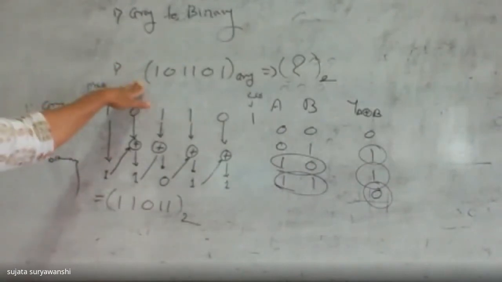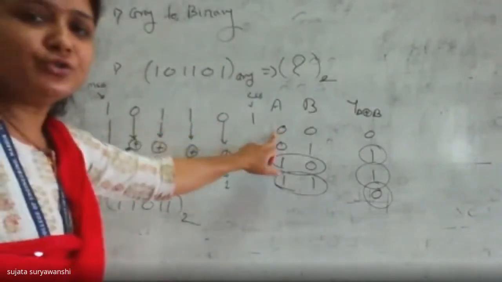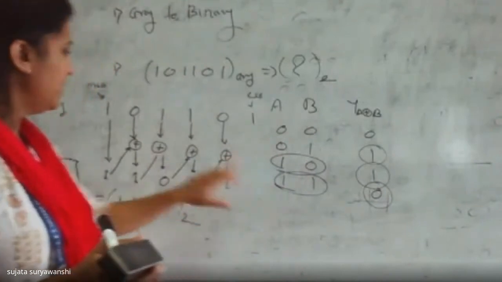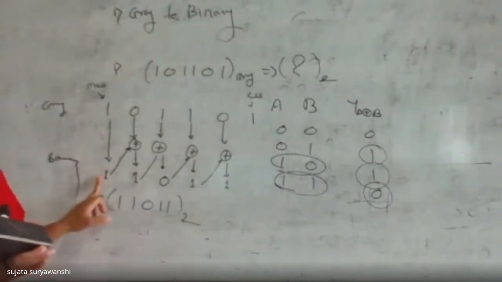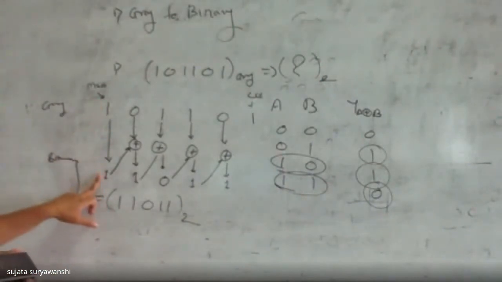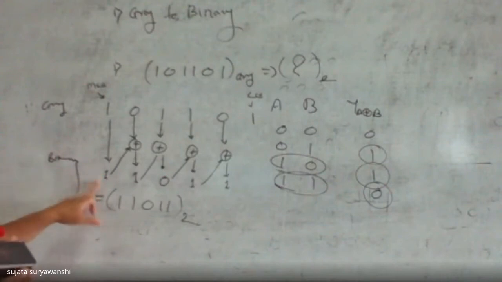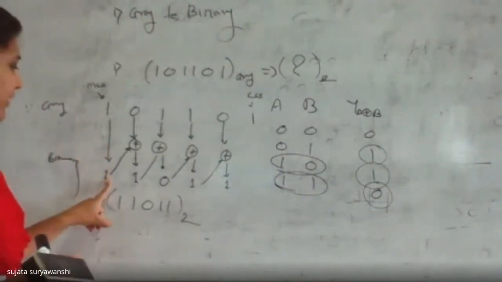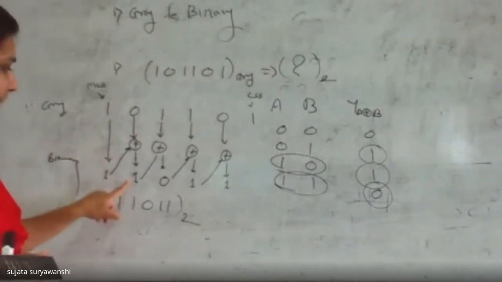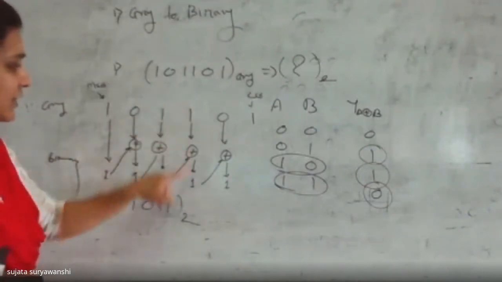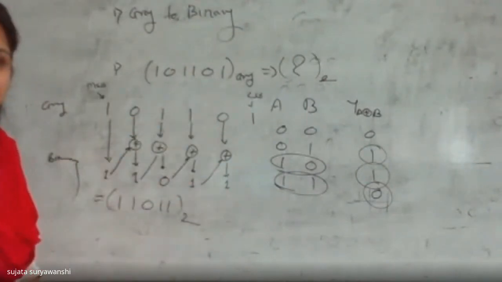Just write down the conversion. If the given gray number is 101101, you have to use this XOR truth table. You should know this XOR truth table. Just consider the MSB bit as it is, because the MSB of gray and binary are the same. So I have just written this one as it is. After getting the first binary bit, I have to XOR that first binary bit with the next gray bit. Everyone understood this? Yes?